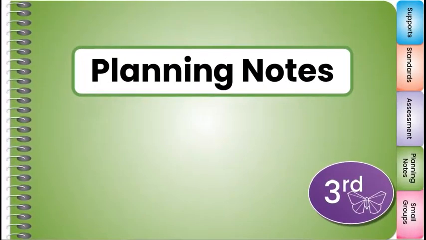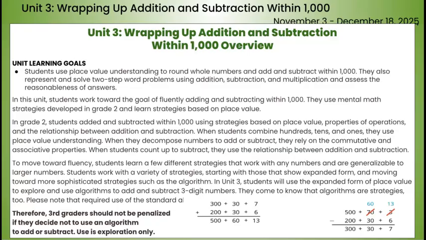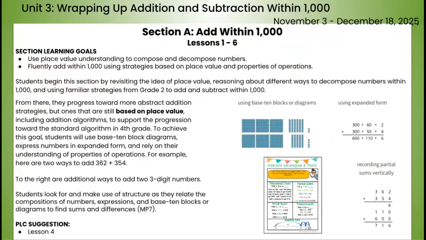The next part of the curriculum guide is called Planning Notes. You will find comprehensive information about the unit and the lessons. Within the planning notes is a unit overview or summary of the unit. And there is also a summary for each section of the unit. A section is a group of related lessons aligned to a specific learning goal.